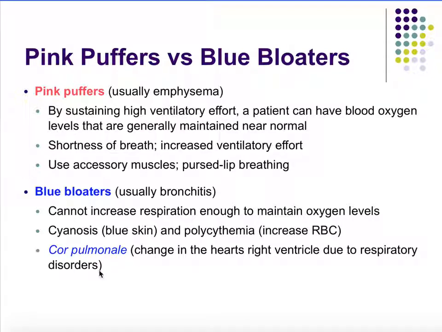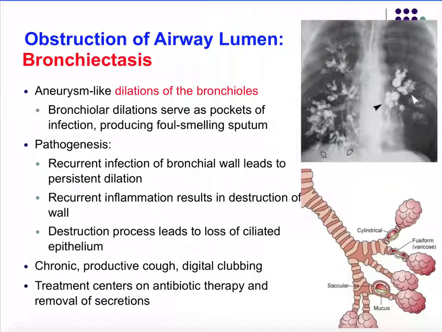And then cor pulmonale, now that's listed here, but really any issue with the lungs where you have low oxygenation and you have hypertension occurring, you will see the right ventricle remodel in response to that. So you can see cor pulmonale not just in chronic bronchitis, but in other issues as well. But again, cor pulmonale is where you have remodeling in the right ventricle due to an issue in the lungs.